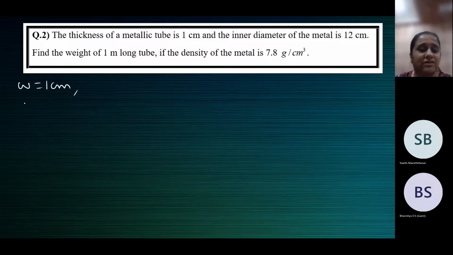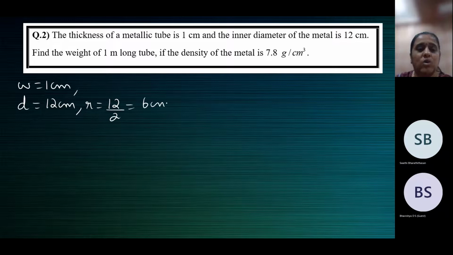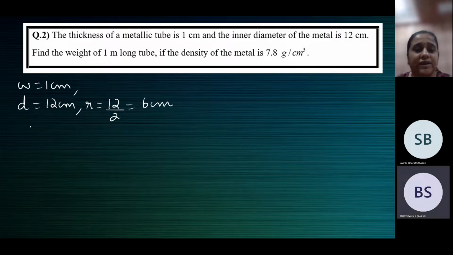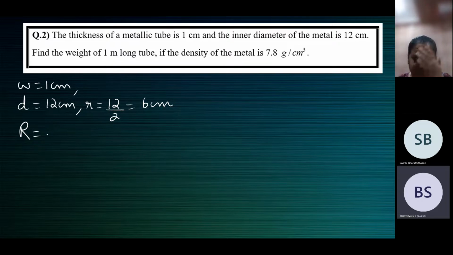So the inner diameter, that is small d, is 12 centimeters. So what is the inner radius? 6 centimeter, ma'am. Now you know the width and the inner radius. What should you find next? The outer radius. How do you find the outer radius? Ma'am, we should divide 12 by 2.